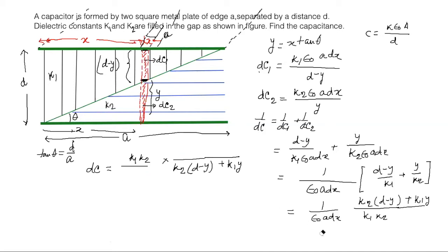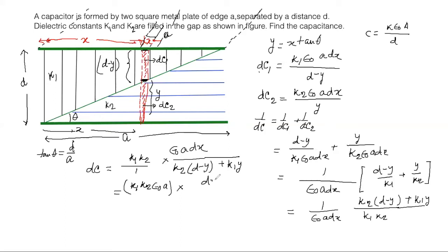This part, epsilon naught A dx should go to the numerator. K1, K2, epsilon naught A dx will be in the numerator, and K2 D minus Y will be okay. Nice. So during integration, we can take K1, K2, epsilon naught A out, since those are constants.